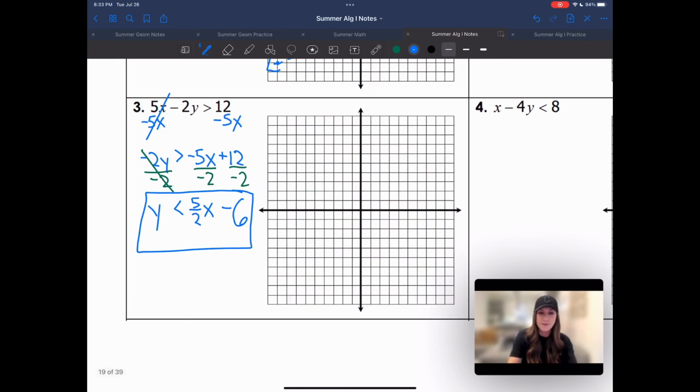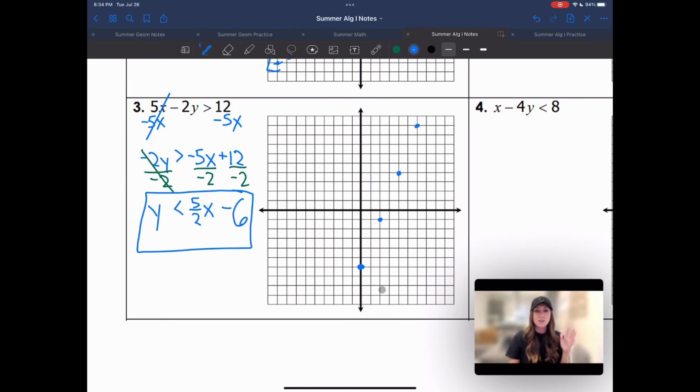Let's go ahead and graph it. All right, negative 6 is our y-intercept. So 1, 2, 3, 4, 5, 6. There's my first point. I have a slope of 5 over 2. So I'm going to go up 5, right 2. 1, 2, 3, 4, 5, right 2. I'm going to do that a couple more times.